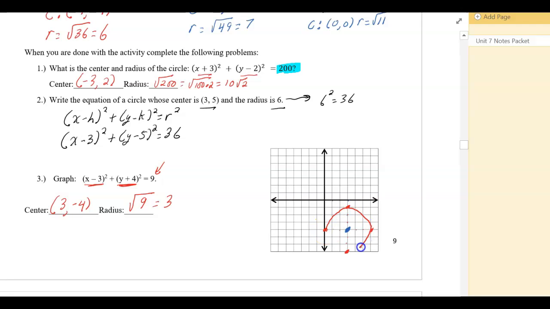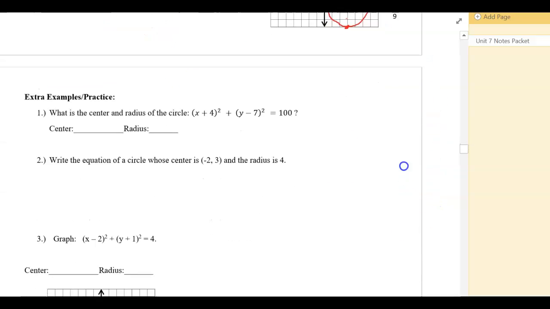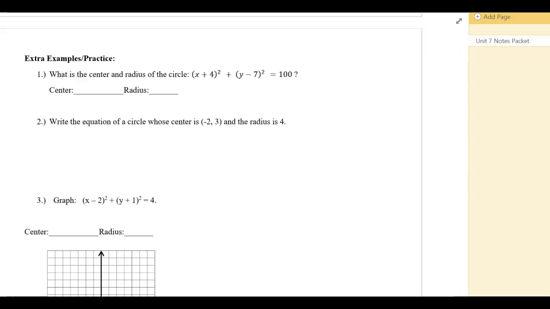We will not be grading you for the sketch. Let's look at the next page. On the next page here, again, to find the center, we want to take the opposite of those two numbers. So negative 4, 7. The radius is the square root of that constant. So square root of 100, so the radius is 10.